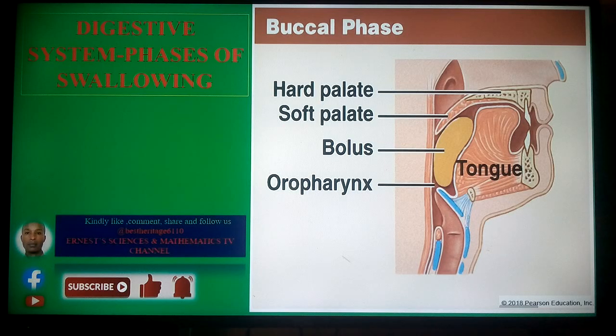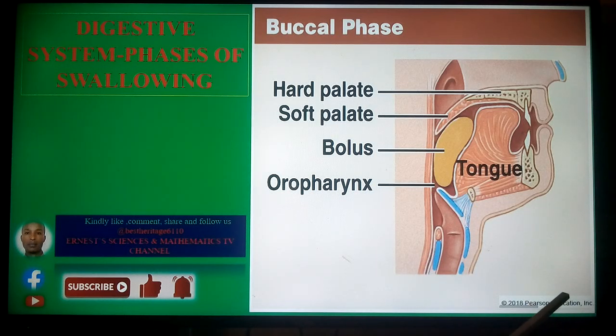In this specific discussion, we're going to look at the first phase of swallowing. As I said, swallowing is a complex action that involves a range of muscles, the pharynx and the esophagus. These are coordinated through various muscle movements and activities around the oral cavity, the pharynx and the esophagus.